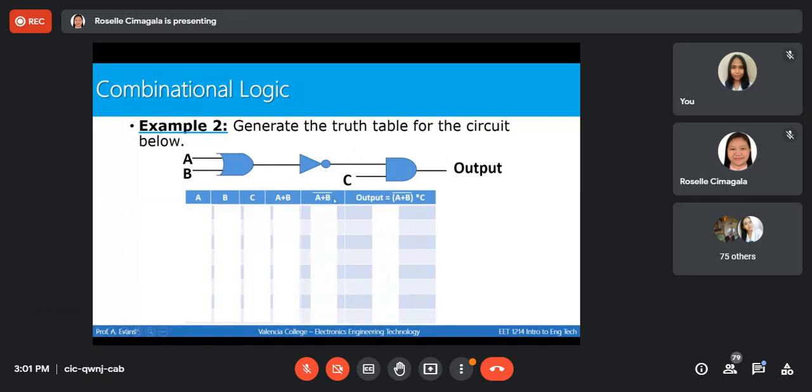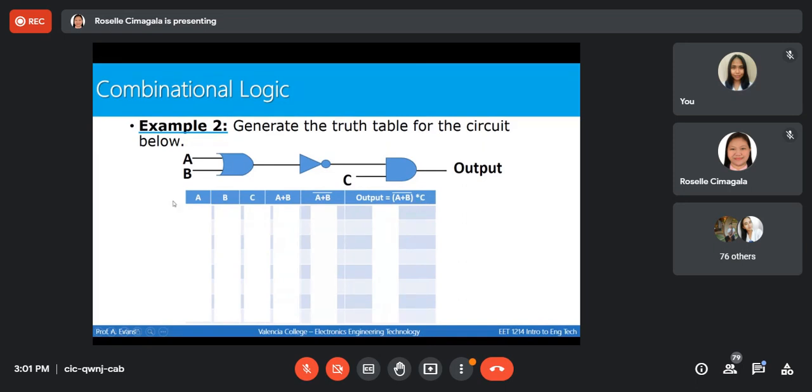Remember that an inversion is represented with an over bar, and it goes over the entire group of what went in. A or B is what goes into the inverter, so we put a bar over the entire expression to represent what comes out. And then that entire thing goes into an AND gate with C, so we have a multiplication symbol to show the AND gate. And this output here is our expression.